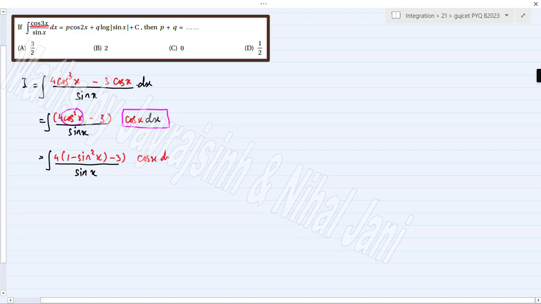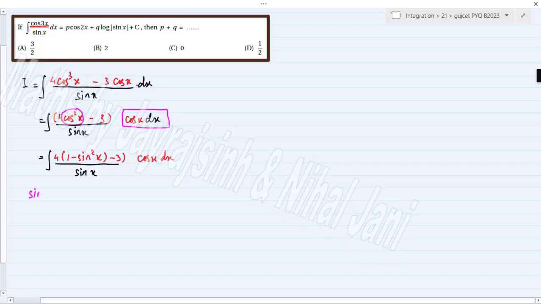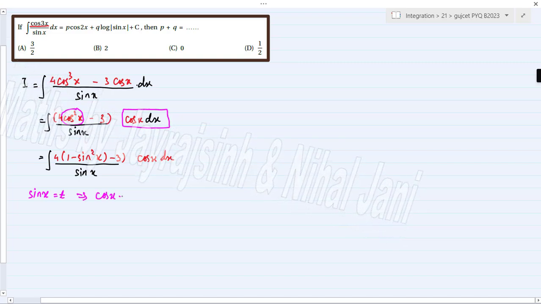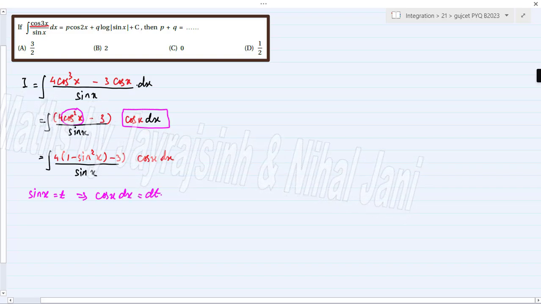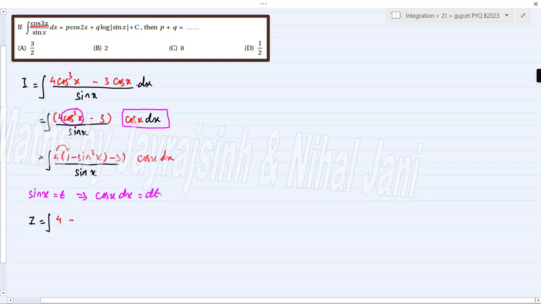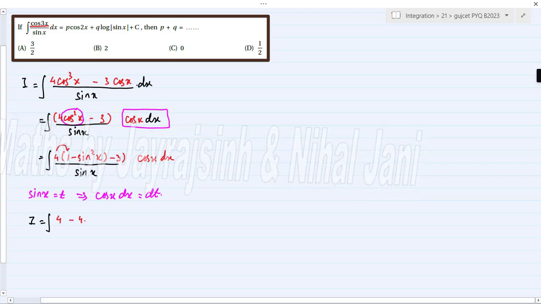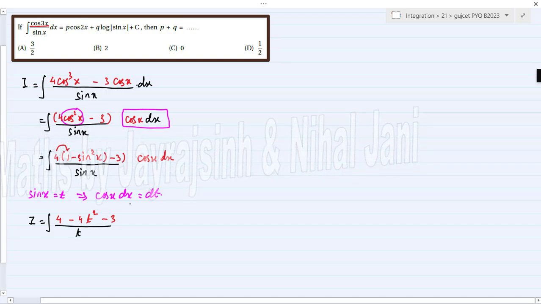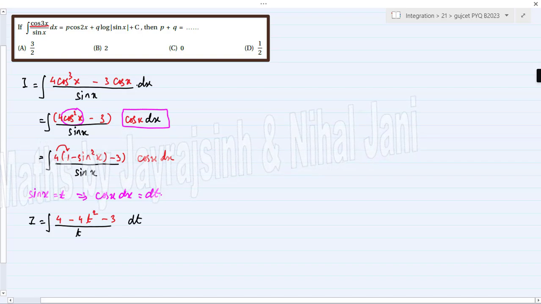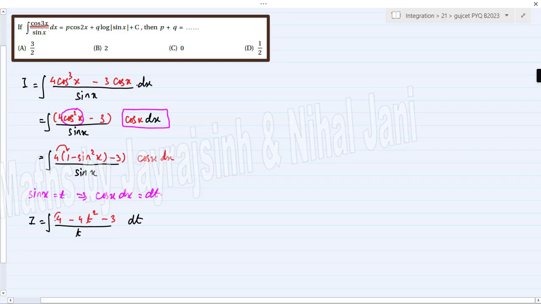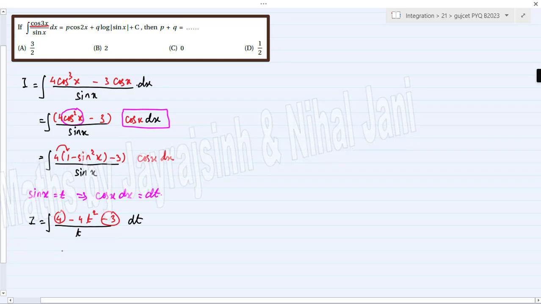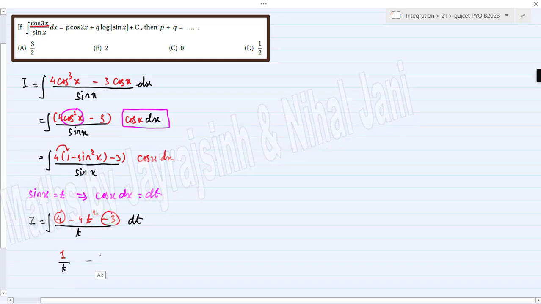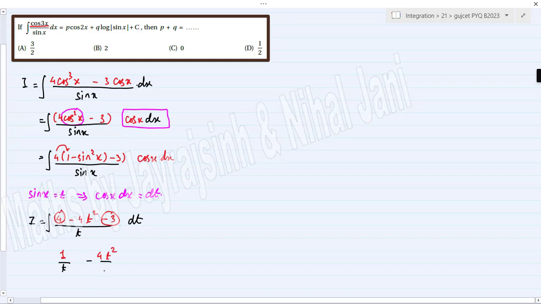So we are ready to assume sin x is equal to t. Differentiate both sides, we will get cos x dx as dt. So your I will be 4 minus 4 sin square x minus 3, or we can say it will become 4t square minus 3, whole divided by t, and cos x dx will become dt. Now 4 minus 3 will be 1 and goes in the denominator, and your second term is 4t square whole divided by t.